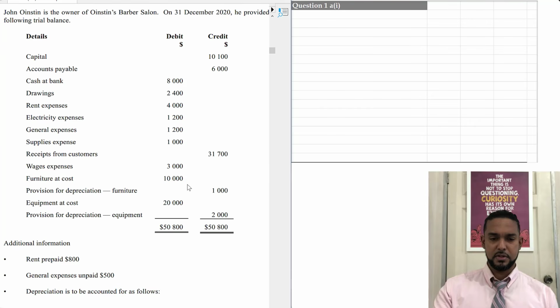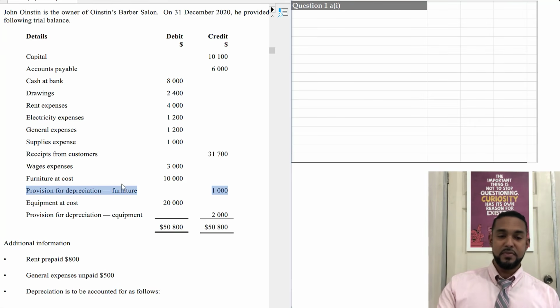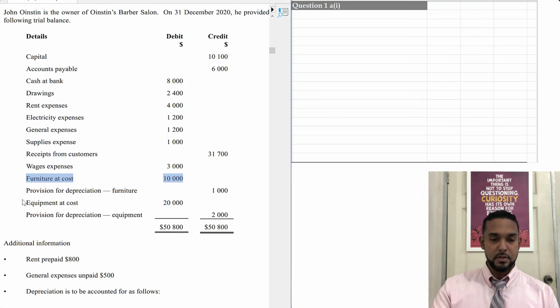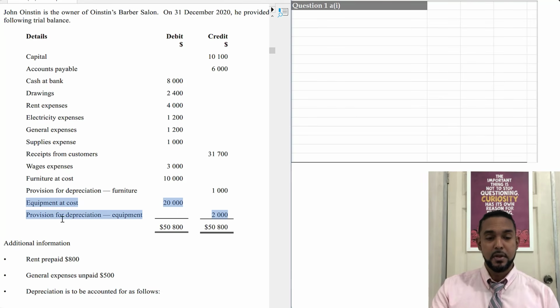Furniture at cost, that's an asset, it's a non-current asset, and it has an associated provision for depreciation. Remember, the provision for depreciation's function is to reduce the value of the asset in the balance sheet. So if the asset has a debit balance, to reduce the debit balance, you have to have a credit balance. That's why the provision for depreciation account for any non-current asset will have a credit balance. Same thing goes for equipment at cost and its associated provision for depreciation. The equipment itself is an asset, therefore it has a debit balance. The provision for depreciation will have a credit balance.